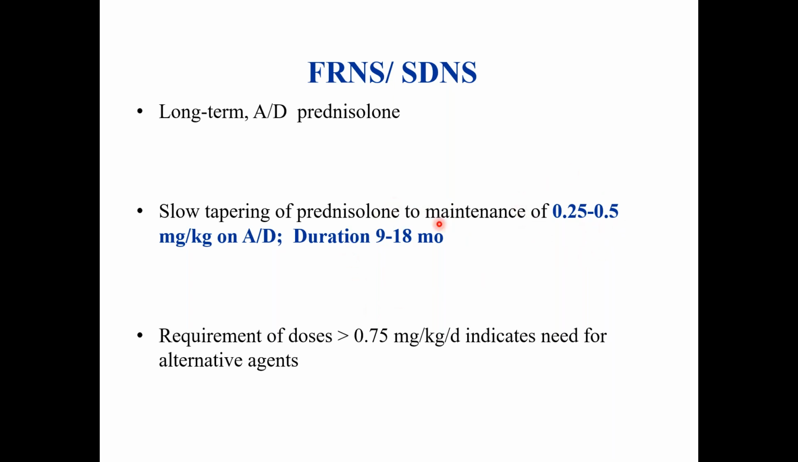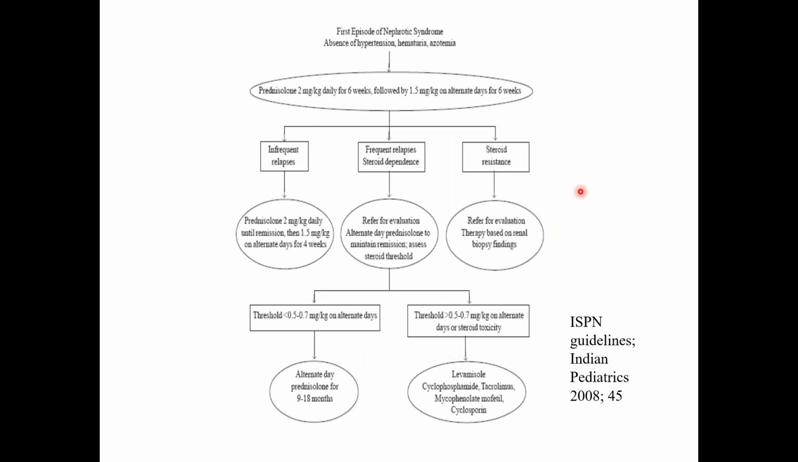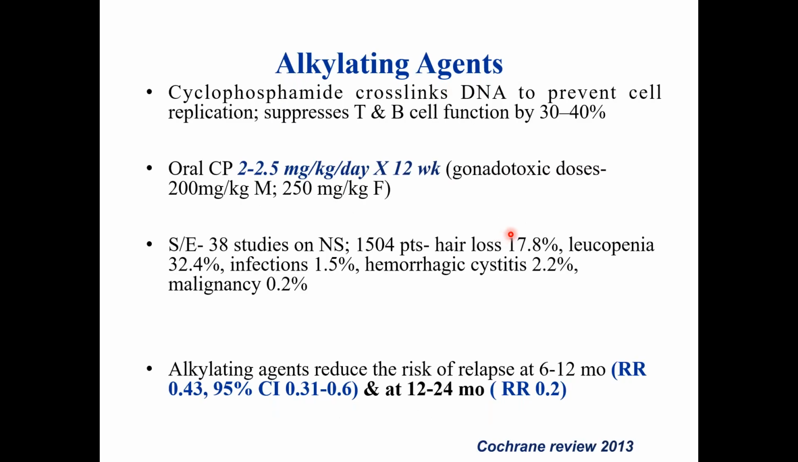In case a child requires alternate day steroids beyond 1.5 years, in those situations, we would like to give certain alternative agents. Now, if the requirement of the dose is more than 0.75 milligram per kg per day, that means that these children require some form of alternative agents. So this is the management protocol. I'll just first go to the alkylating agents. Now, in case the child does not respond to low dose alternate day steroids, then what are the options for treating frequently relapsing and steroid dependent patients? Well, the first alternative is cyclophosphamide.